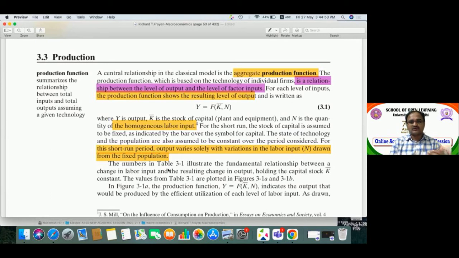So more labor will produce more output. What is the output that will take place? What is the output change? Sometimes it is increasing, sometimes it is declining, sometimes it is diminishing, depending upon the labor productivity and the availability of homogeneous labor.